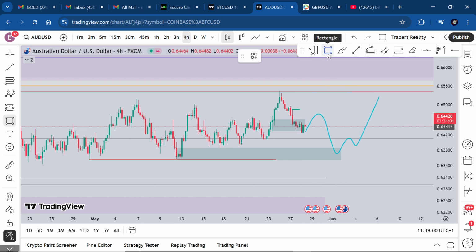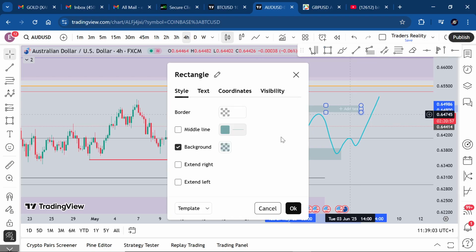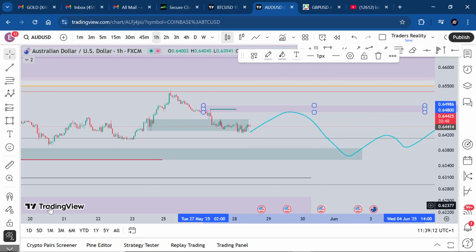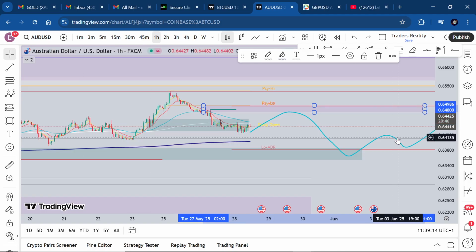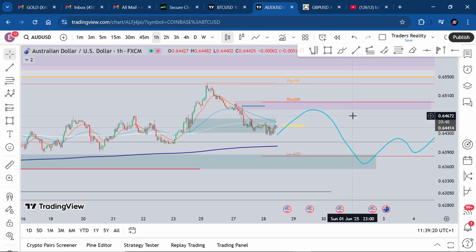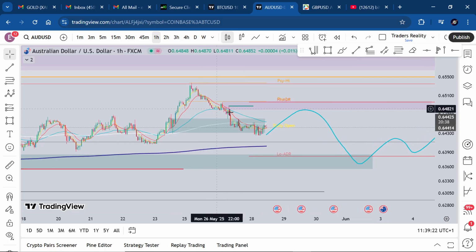Okay. I'm expecting this supply zone to hold, at least temporarily, at least for the first time we approach it. Let's go to the hour and let's put on the indicators. Okay, looking for this to go down. Looking for this to go down. Whether we come back into that supply or we move sideways and drop.